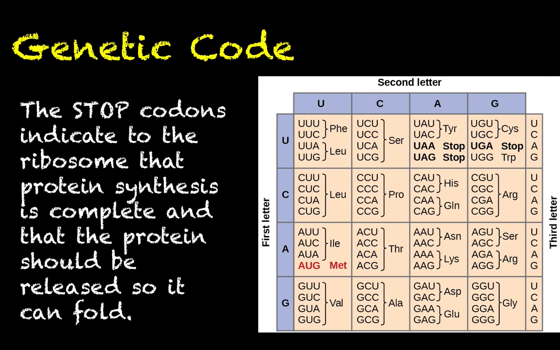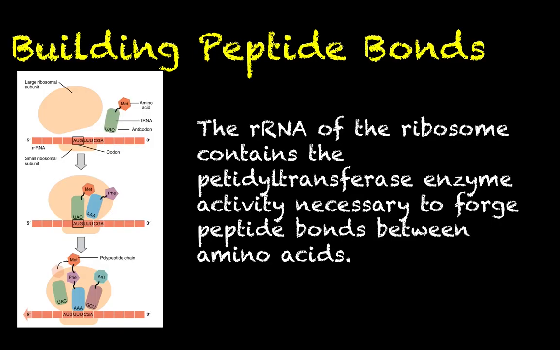So there are 3 stop codons, and each one, when the ribosome encounters it, will indicate to the ribosome that protein synthesis has been completed, and it's time to let go of the protein so that it can start folding into its fully functional shape.